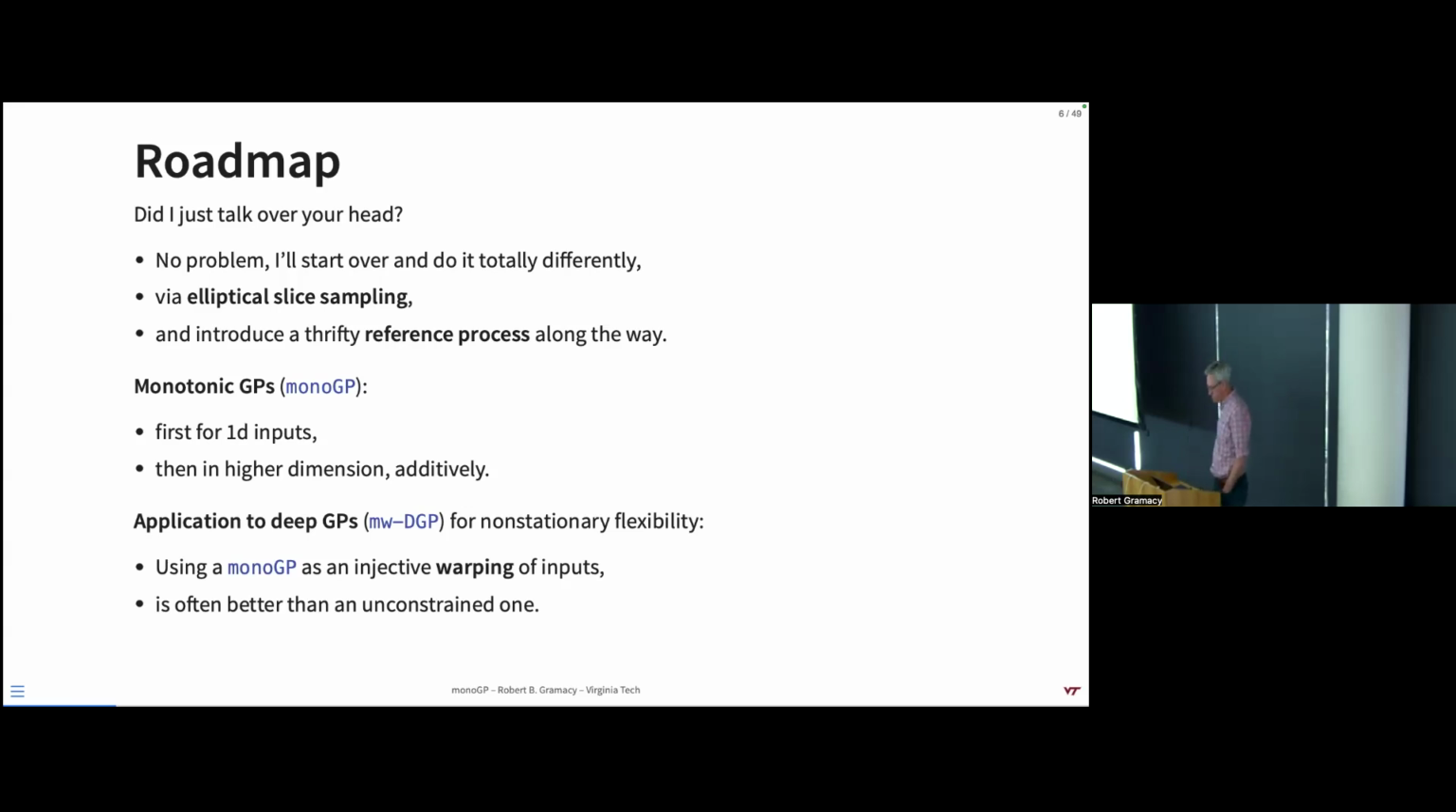And those contributions are monotonic Gaussian processes, and then an application of those monotonic Gaussian processes to deep Gaussian processes. Deep GPs has been an area of interest of mine, and I'll tell you more about that in the latter third section of the talk. Okay, so that's the plan.